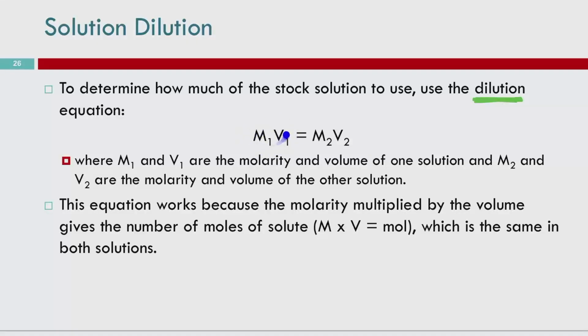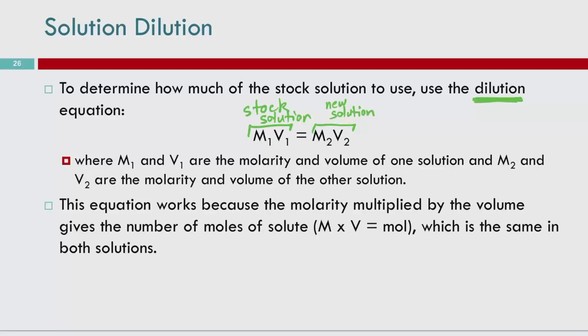So M1 and V1, M1 is capital M, so that's molarity. V1, capital V1, is the volume. This is for one solution. So for example, this might be the stock solution. It doesn't have to be the stock solution, but this might be your stock solution. And then M2V2 might be our new solution.